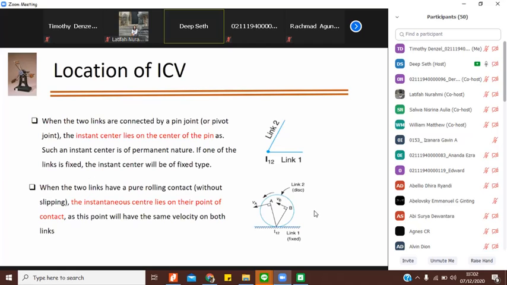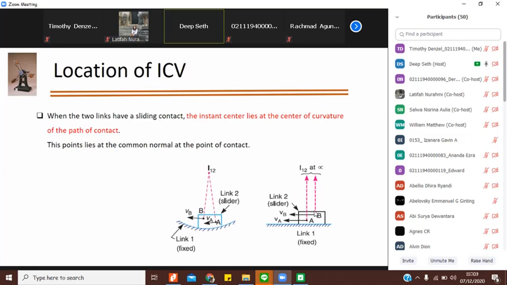Now next thing, when two links have a pure rolling contact, so without slipping, the instantaneous center lies on the point of contact. That I had explained to you, for example, A and B, two other points are there. You just have to consider the velocity. Make perpendicular from here. You will always find it over there at the contact of the roller and the fixed plane. Okay. So at this point, you will have the same velocity on both the links.